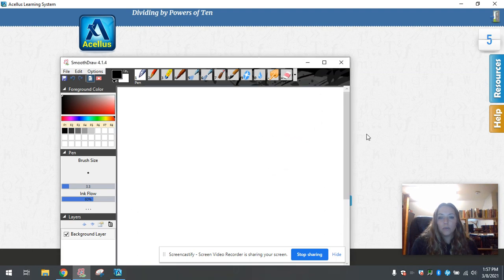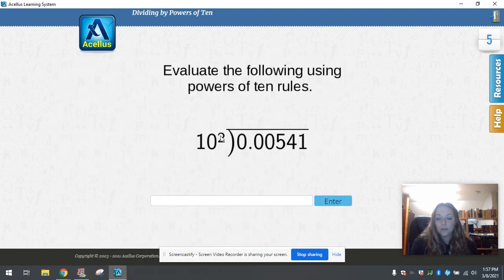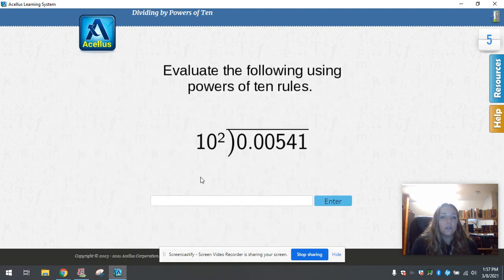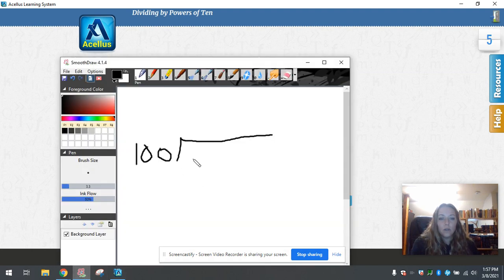What I'm going to do is I know that 10 squared equals 10 times 10, which is 100. So I'm going to rewrite this problem. Instead of using 10 squared, I'm going to write 100. And then the 0.00541. You might think, Ms.